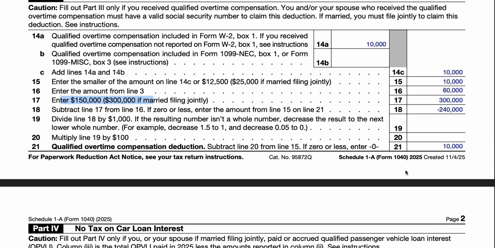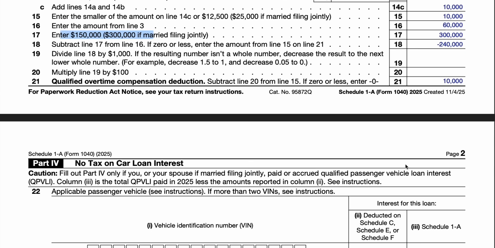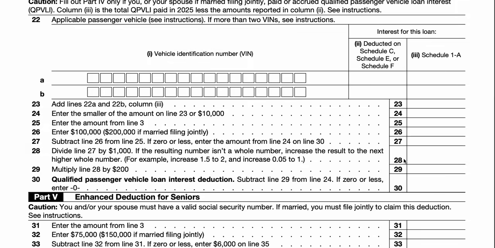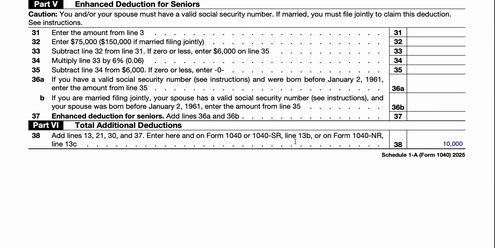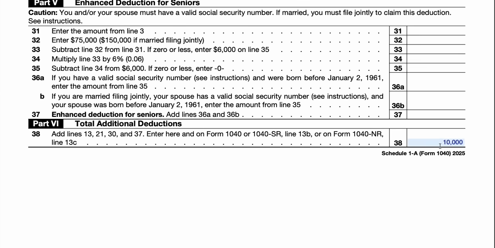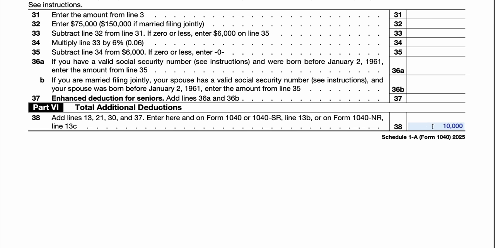If you have a question, please leave a comment. I'll be happy to answer. We're scrolling to page 2 of the Schedule 1A. We're doing nothing here except a total of our qualified overtime deduction right there. And it goes on line 38. That's the conclusion of this page.